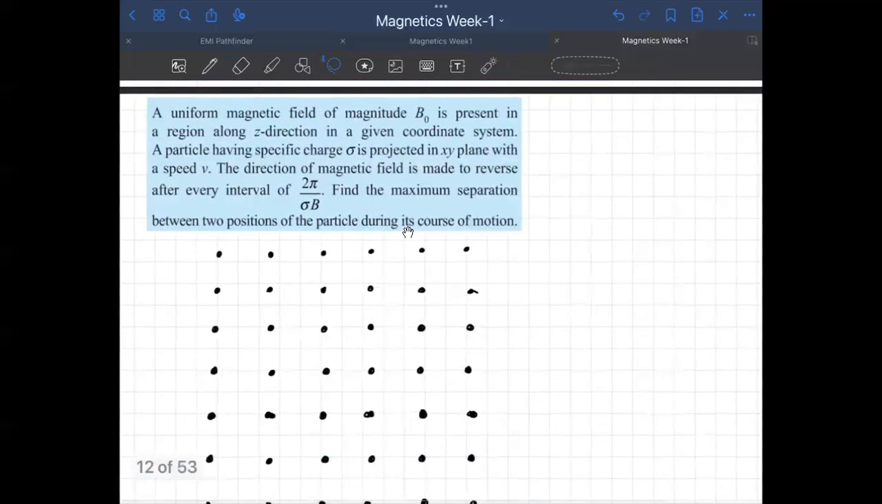What is the question? The charged particle having specific charge, that is Q by M is equal to sigma. The direction of the magnetic field is made to reverse after every 2 pi by sigma B. First of all, what is the time period? T is equal to 2 pi m by Bq.